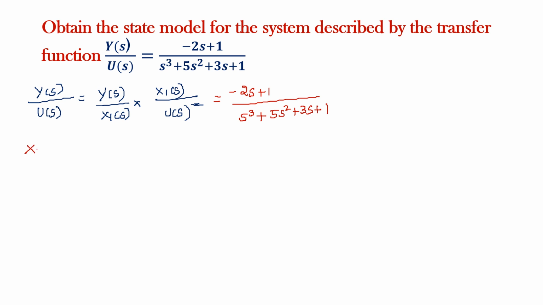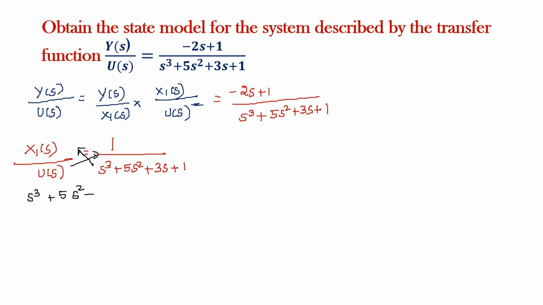First, I am going to write x1 of s divided by u of s. U of s is in the denominator, so you have to take the denominator term. So 1 divided by s cube plus 5s square plus 3s plus 1. Then you have to cross multiply this equation. We will get s cube plus 5s square plus 3s plus 1 into x1 of s, that is equal to u of s.